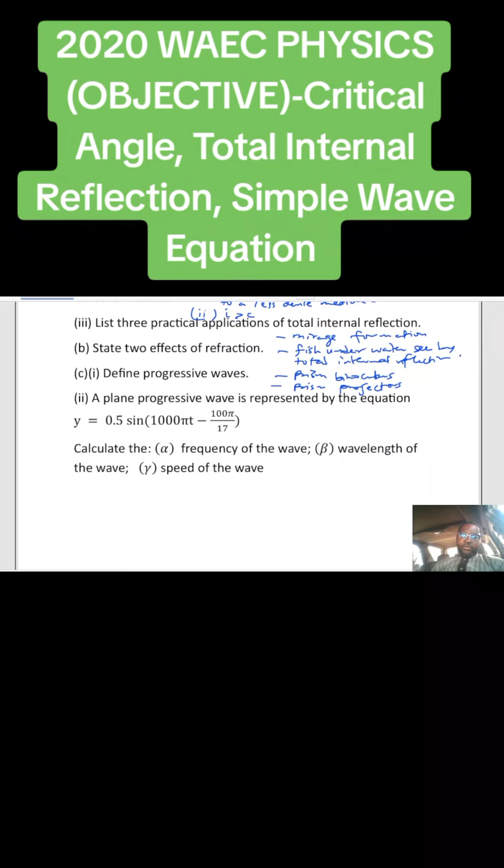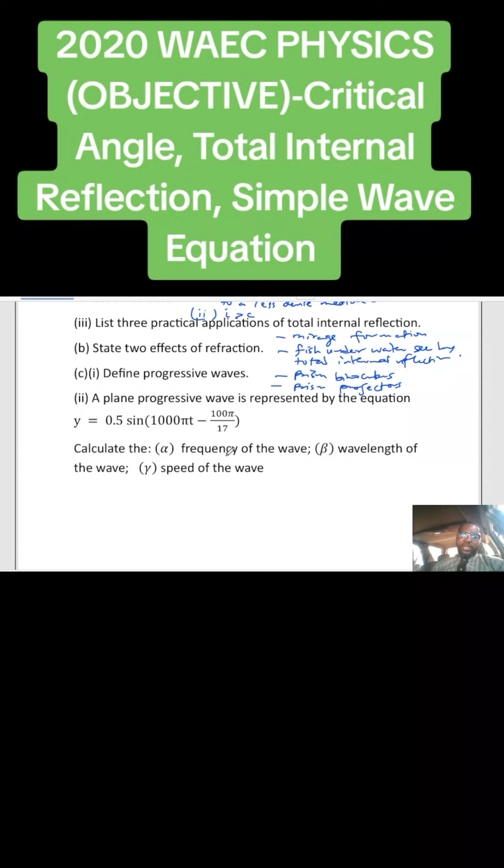The other one says we should define progressive wave. Now, a progressive wave is simply a wave that is moving, that changes position. Or you can say a wave that transfers energy, or a disturbance that travels through a medium and transfers energy from one source to another. So the most important thing for you to note about waves is that number 1 is a disturbance. Then secondly, it transfers energy and momentum. Please don't forget that.